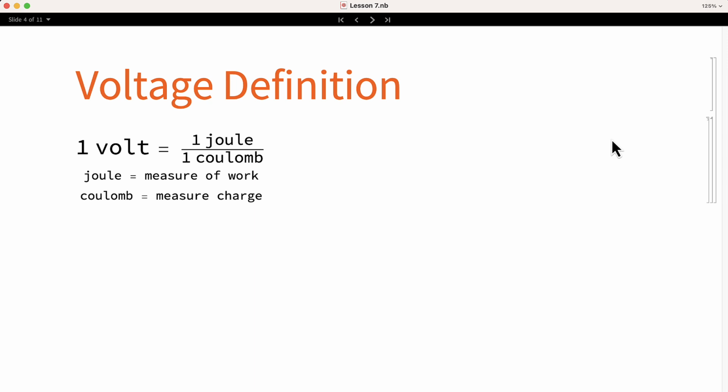Here we can see what's the equivalent of a volt. A volt is 1 joule per coulomb. We already know that coulombs are a measure of charge. Joules are a measure of work. For example, to lift my coffee mug, I require a certain amount of energy, which is measured in joules. So, 1 volt is the amount of work that needs to be done to push 1 coulomb of charge. For example, 100 volts is like having 100 joules of work for every coulomb of charge.